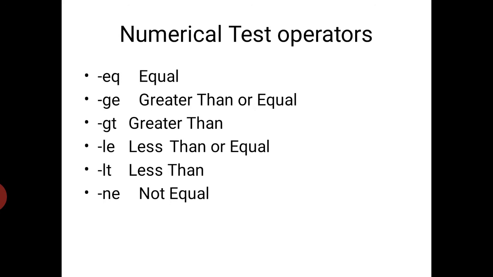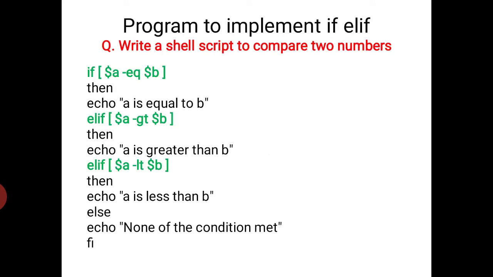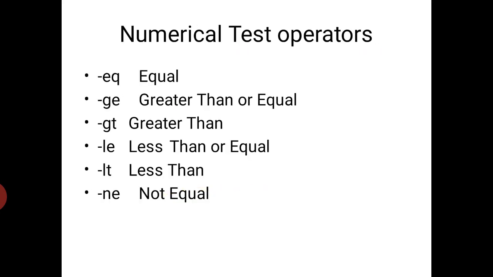-eq is used for equal to comparison, -ge greater than or equal, -gt greater than, -le less than or equal, -lt less than, -ne is not equal. These operators are used either with the test command or with the square braces. We did the program in class to check whether a given number is an even number or odd number. So students also write that program in your file.